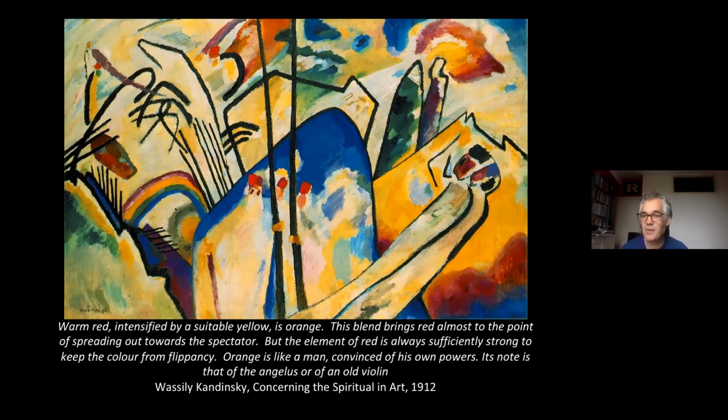And this is a section where he talks about specific colours. Warm red intensified by suitable yellow is orange. The blend brings red almost to the point of spreading out towards the spectator, but the element of red is always sufficiently strong to keep the colour from flippancy. Orange is like a man convinced of his own powers. Its note is like that of an angelus or an old violin. Now there are a few things I want to draw out of that.